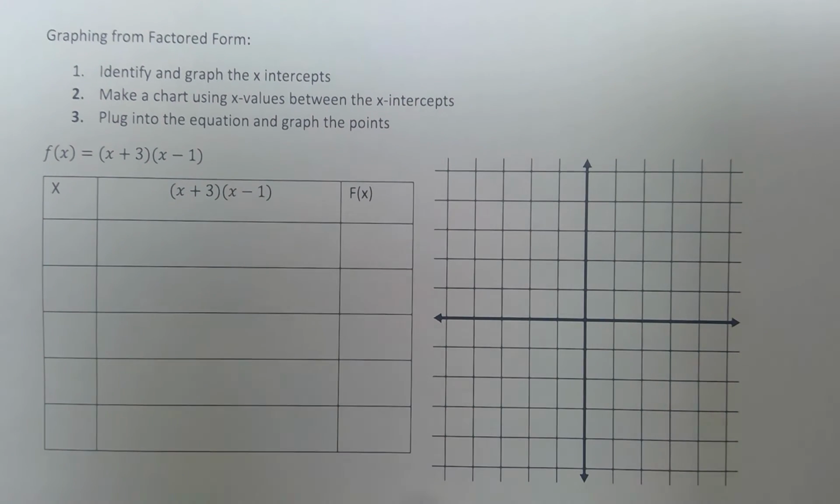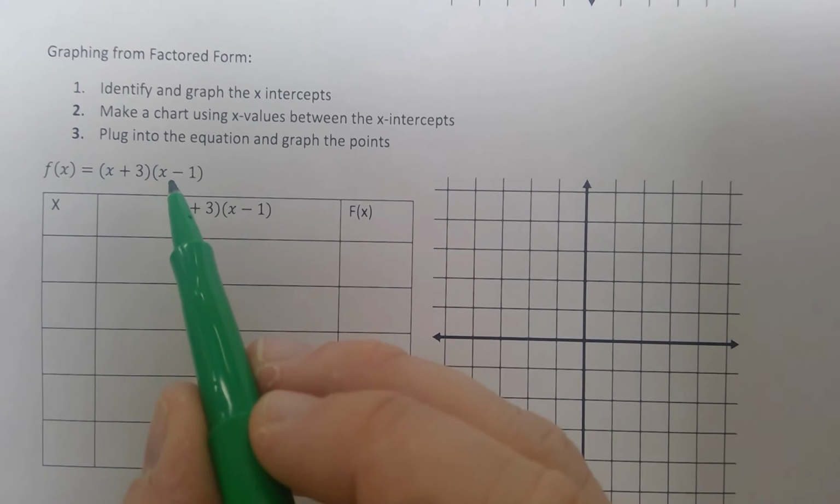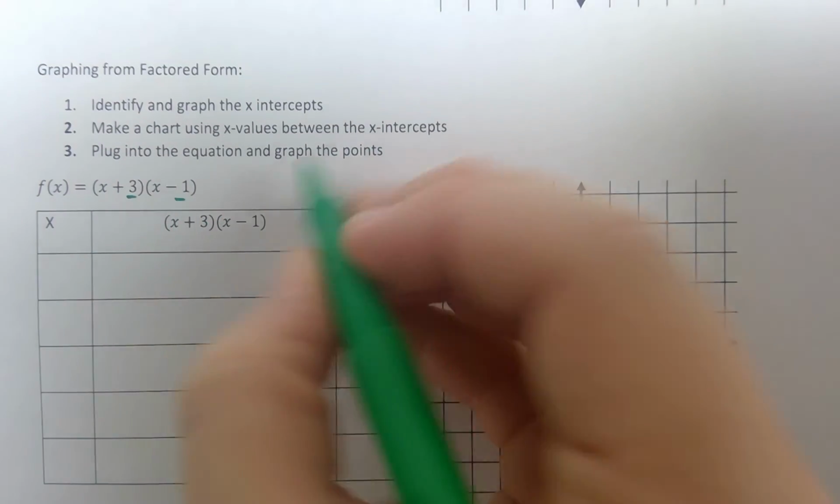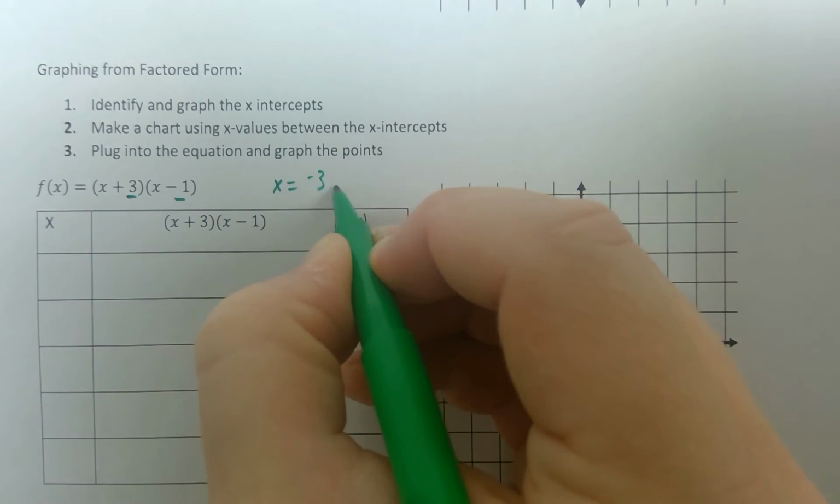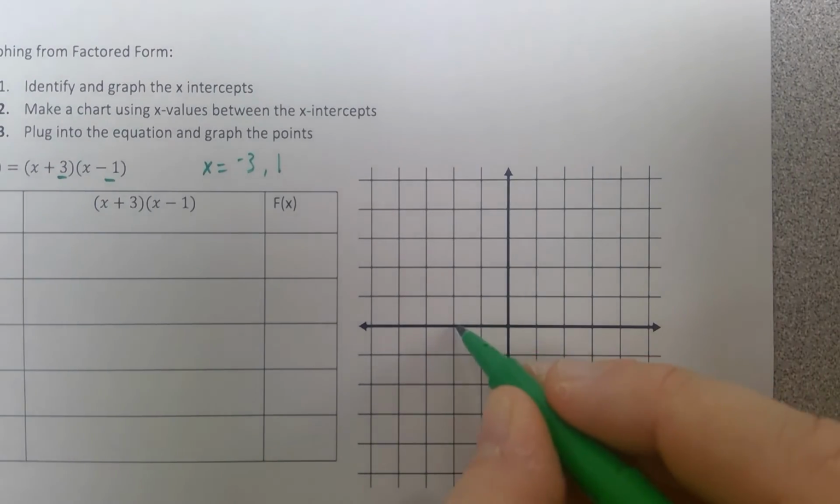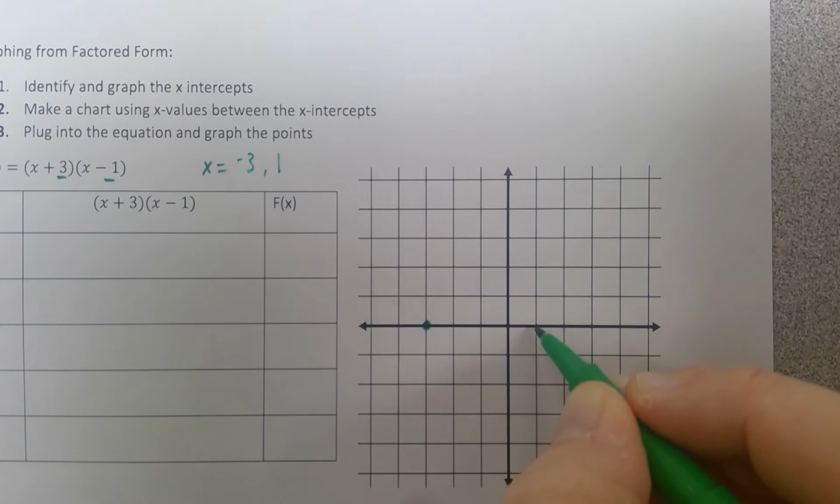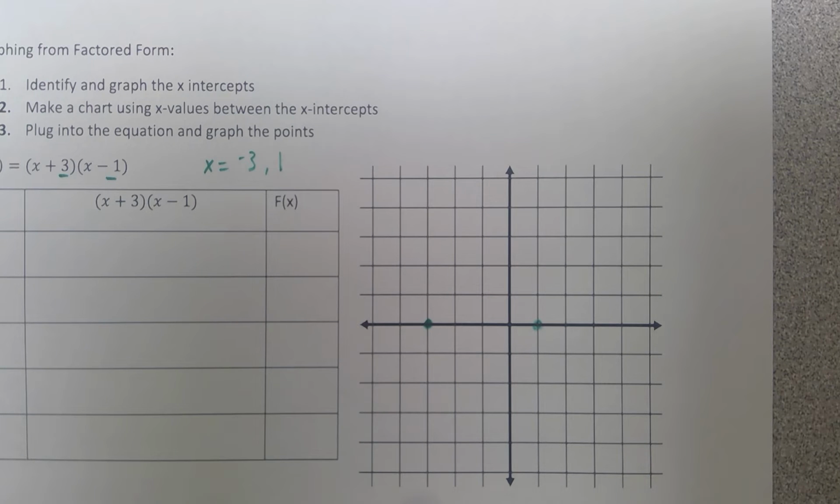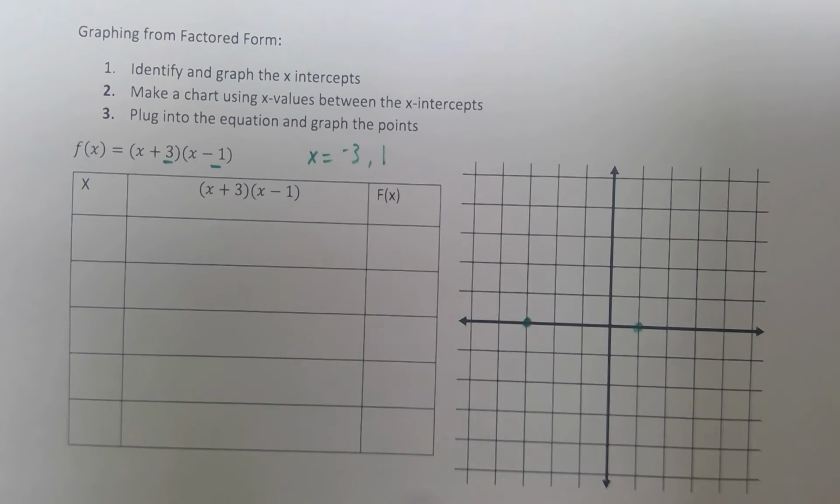Okay, now we're going to take a look at our factored form. In our factored form, we want to identify and graph our x-intercepts. So our x-intercepts here are x equals -3 and +1. And those are going to be 0, so we go -1, 2, 3, +1. Okay, so we're going to go ahead and use those as our values in our table.